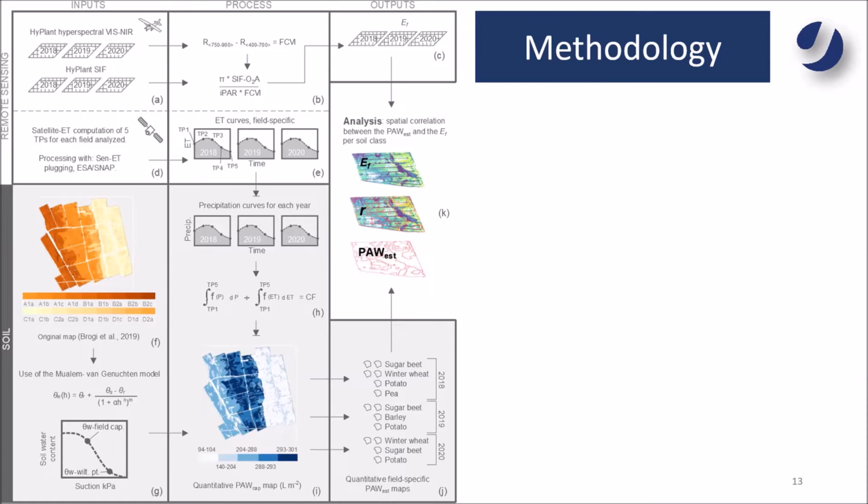Sorry. From the soil part, we have originally a detailed descriptive soil map, which was produced based on geophysics principles and electrical conductivity and so on. And all the soil science behind this map is published in Brogi et al. If you are interested, you can look at it. But it is descriptive at the end. It gives us labels of 18 different soil units.